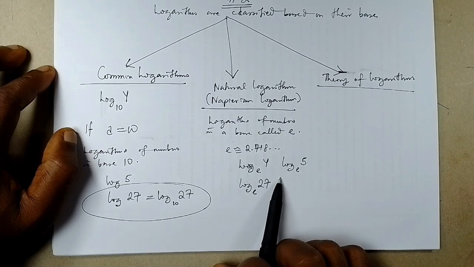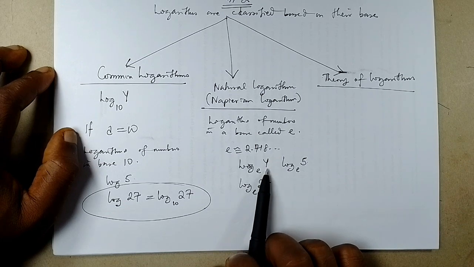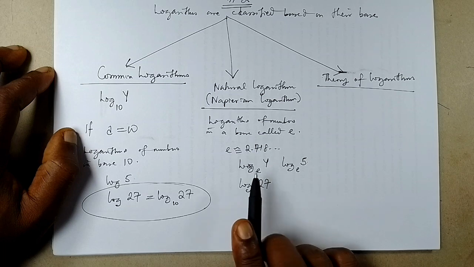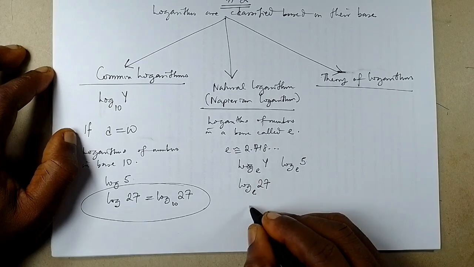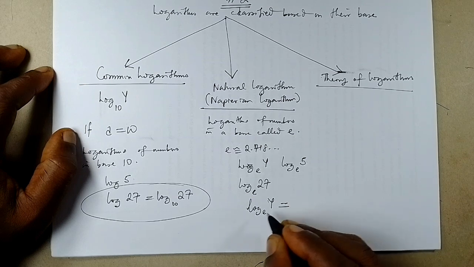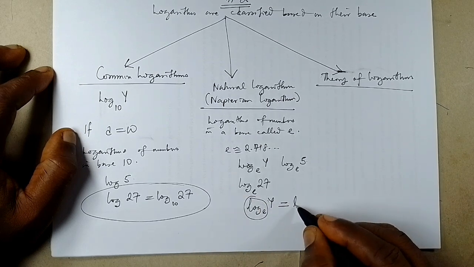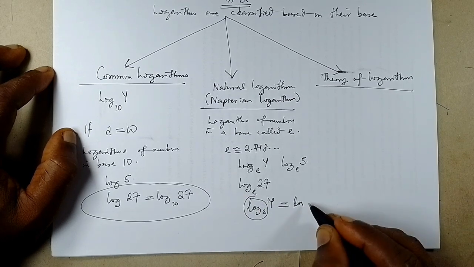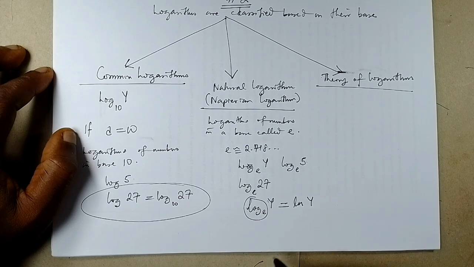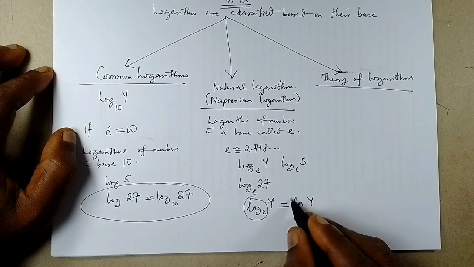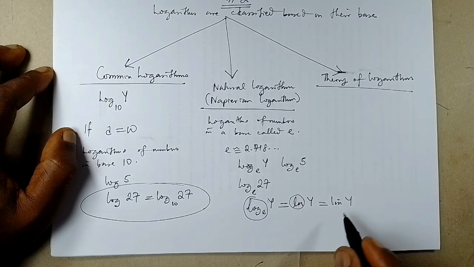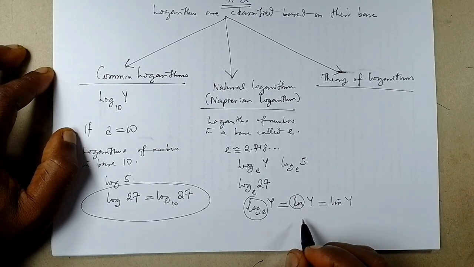The same thing applies to the logarithm of numbers in base e. The only difference is that there is a notation. So instead of writing log to base e of y, we use the symbol ln to represent log to base e. So we simply write ln y. This is pronounced as ln y.